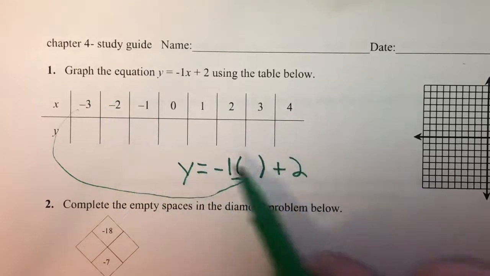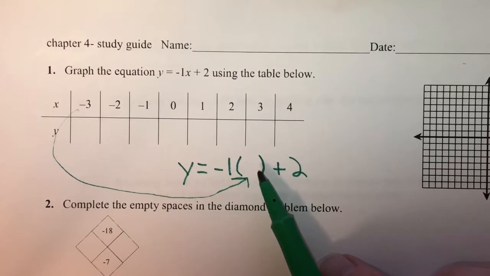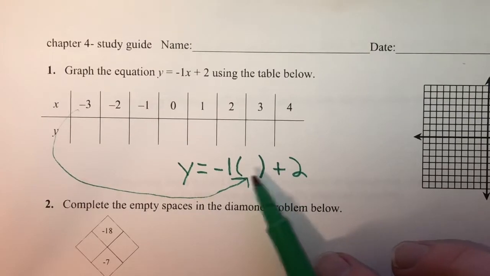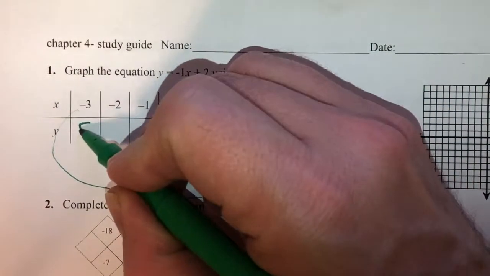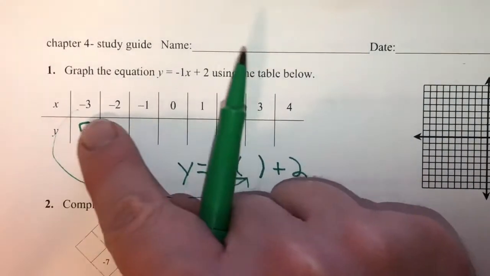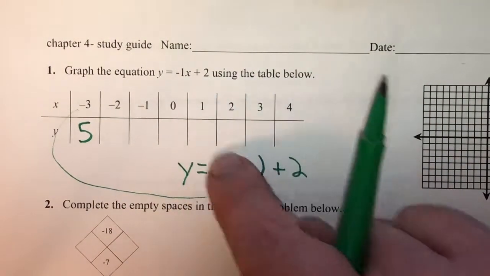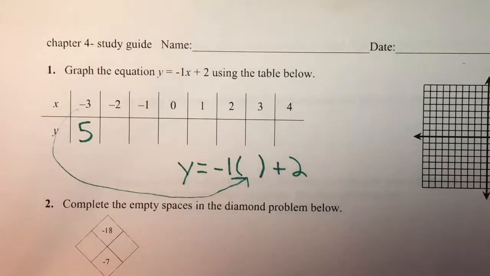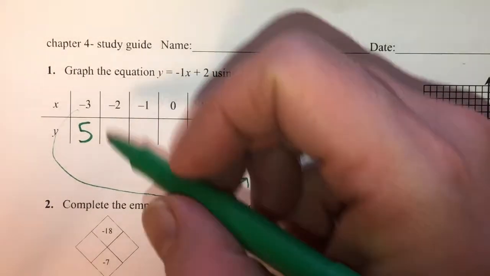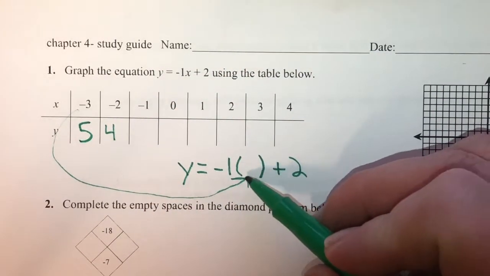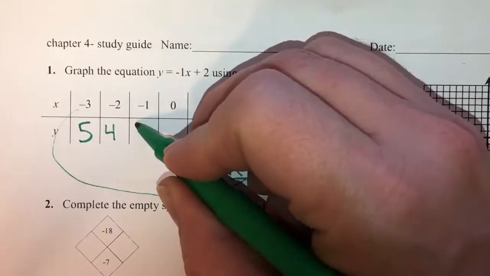So -3 to start times -1, so I take that -3, put it there, times -1, so a negative times a negative is a positive, so that would be the number 3, and 3 plus 2 gives me 5. Do the same thing next door, -2, multiply that by -1, and -2 times -1 is 2. I add 2, I get 4. -1 times -1 is 1. 1 plus 2 is 3.